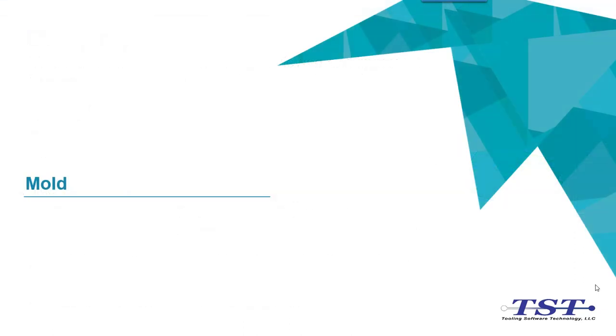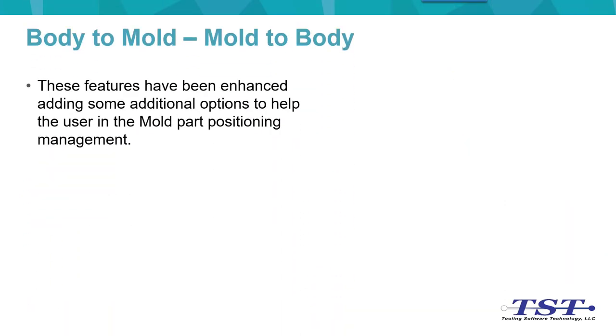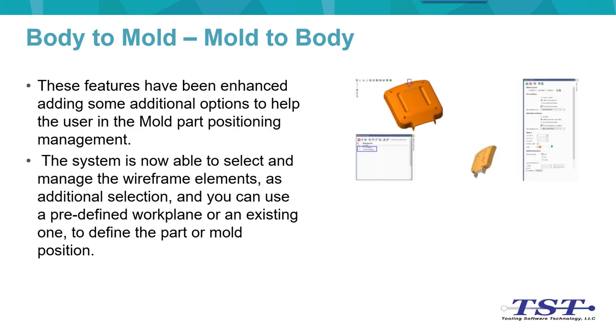Now we're going to go into some of the features that have been created within the mold area. So we're going to start out with body to mold, mold to body. This feature has been enhanced, adding additional options to help users create the mold position part. So the system is now able to manage and select wireframe as an additional selection, which you can make to predefine work planes or existing ones. So you have the ability to define the mold position within this.